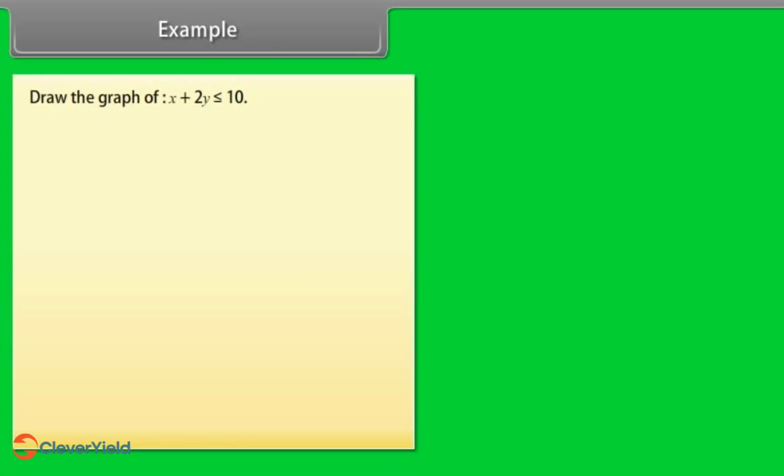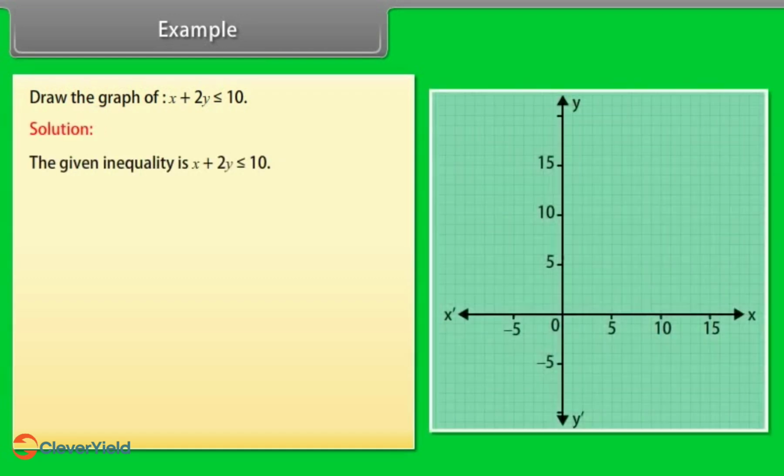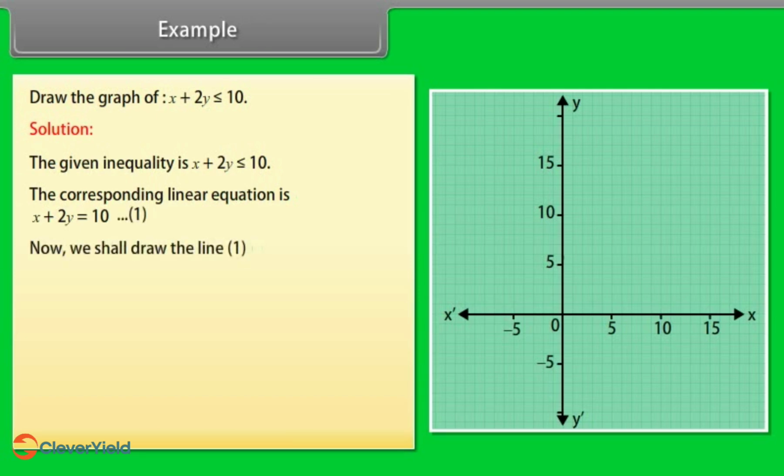Example: draw the graph of x plus 2y less than or equal to 10. Solution: the given inequality is x plus 2y less than or equal to 10. The corresponding linear equation is x plus 2y equals 10. Name it as 1. Now we shall draw line 1.